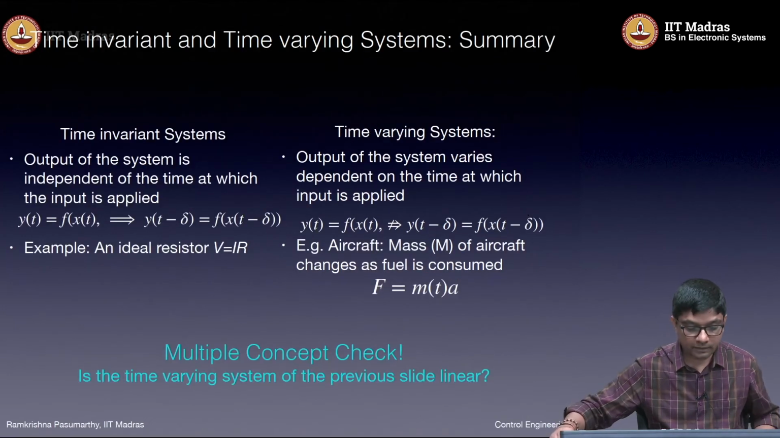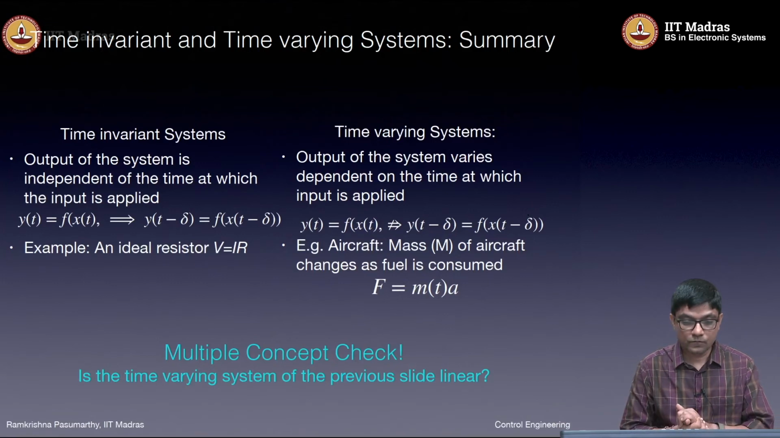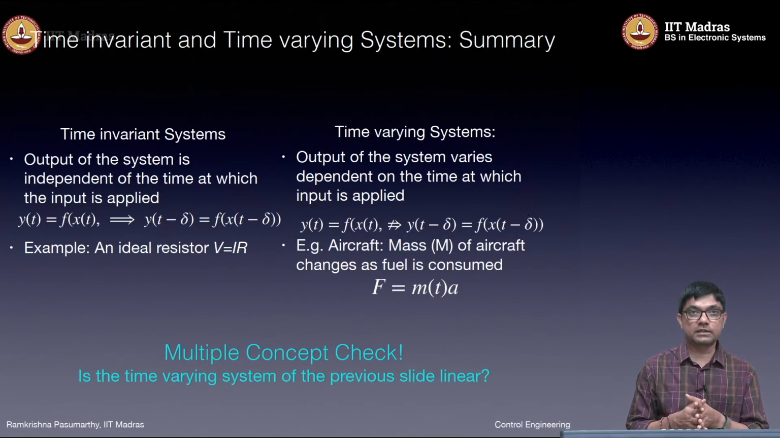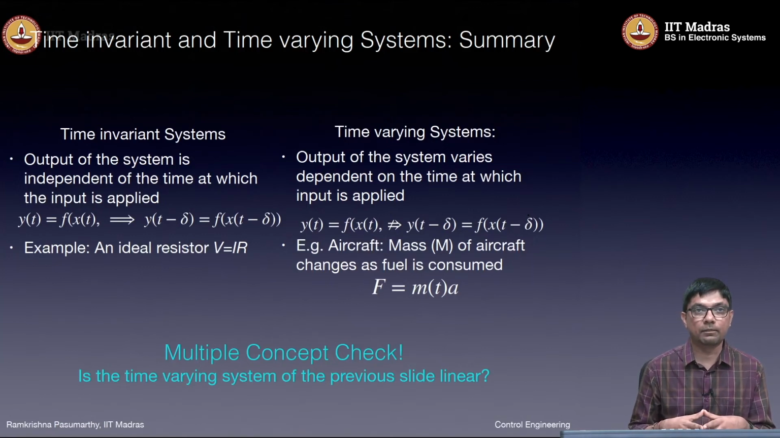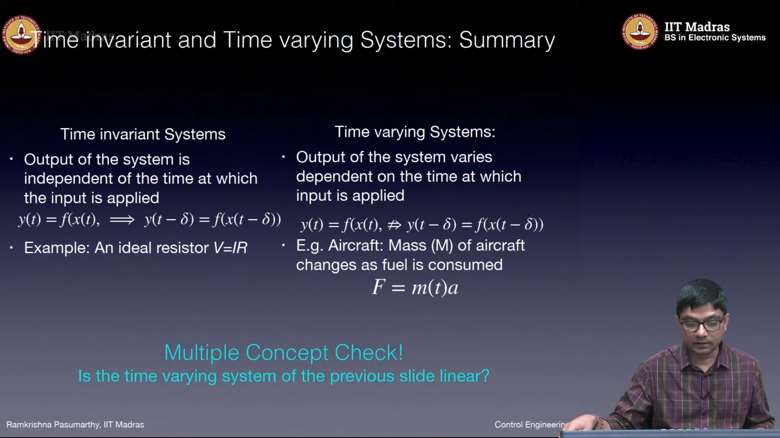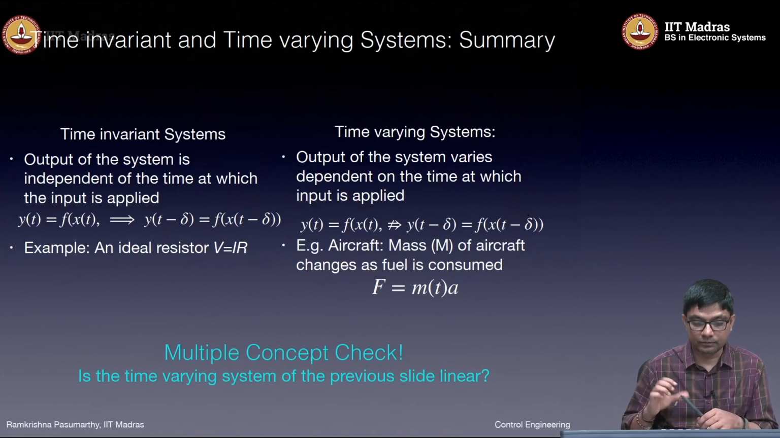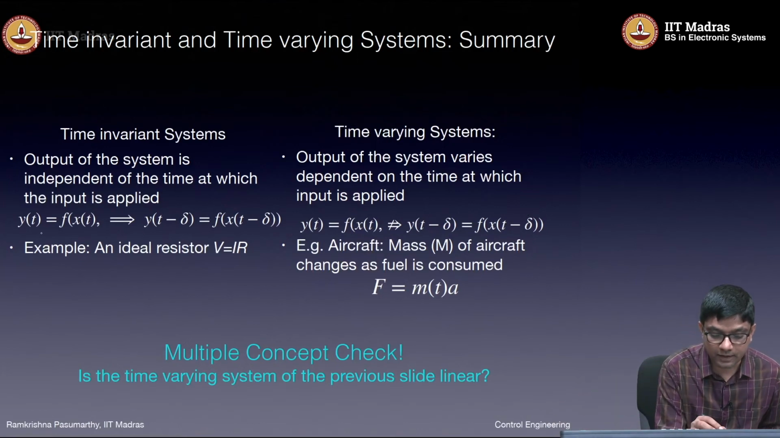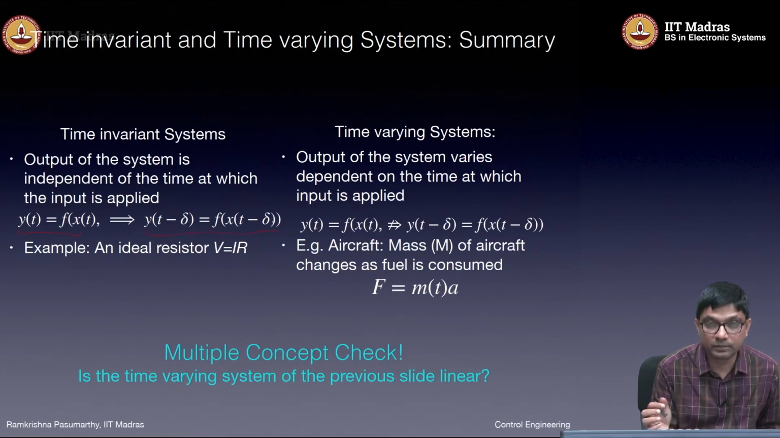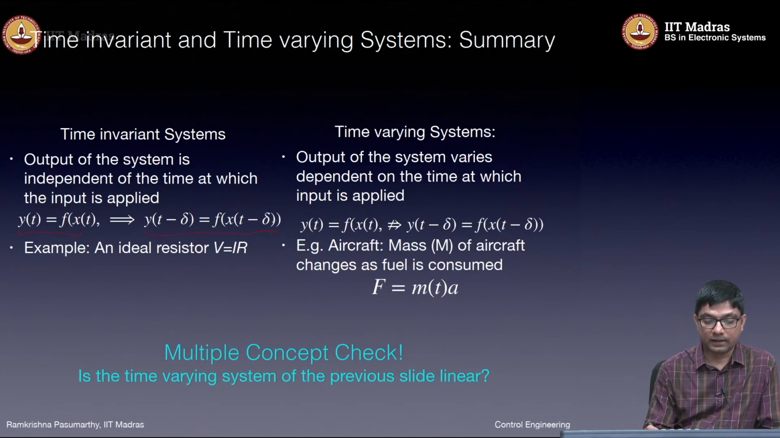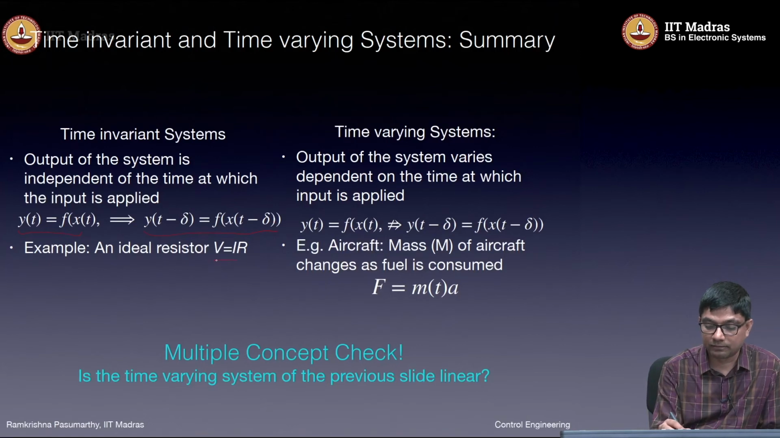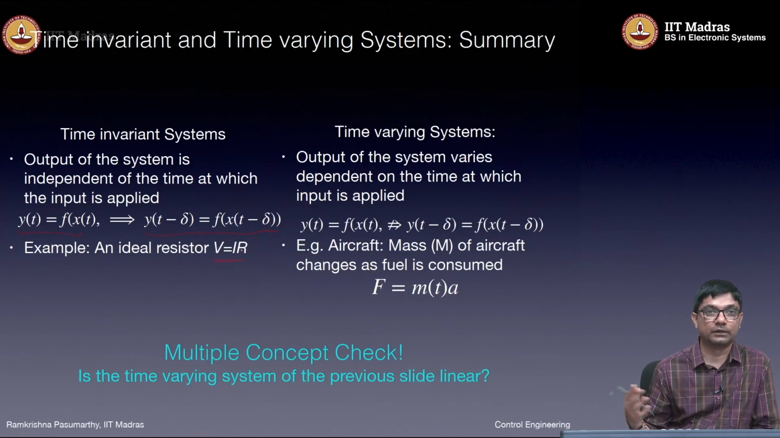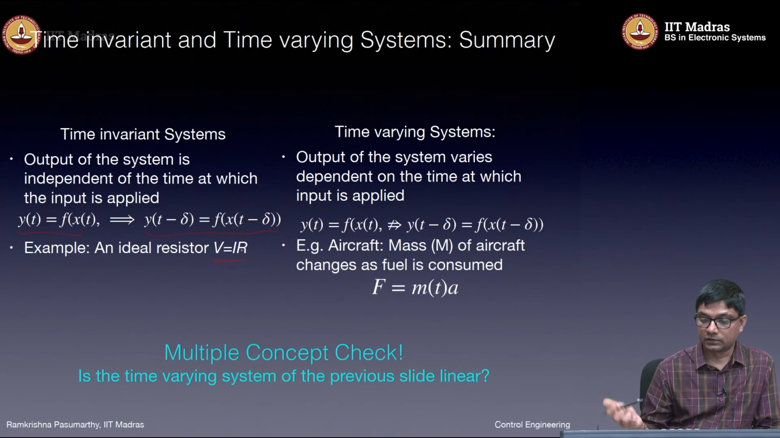So in conclusion, if the output of a system is independent of the time at which the input is applied, then the system is time invariant. So mathematically, if y of t gives me f of x of t, then y of t minus delta should be equal to f of x of t minus delta. Simple example is maybe a resistor which does not change value with time, the R is constant throughout.